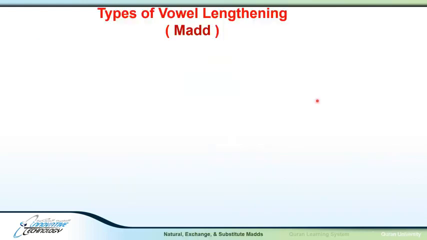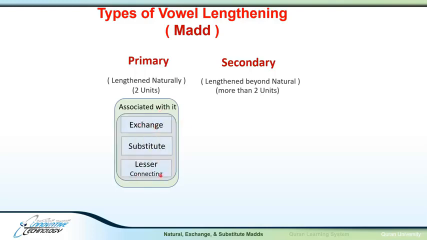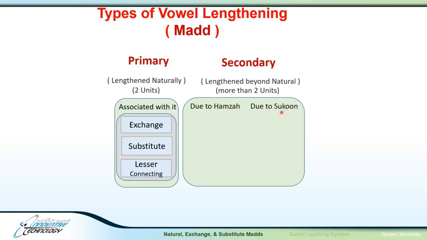But before we proceed with today's lesson, let's revise what we have learned in the previous introduction to med about the different types of vowel lengthening, different types of med. We've mentioned that there is a primary med, which is lengthened naturally for 2 units, and anything that is lengthened beyond 2 units is called secondary med. And we have mentioned that the primary med itself has similar meds that are associated with it. There are the exchange, substitute, and lesser connecting meds, 3 types of med in addition to the primary, while the secondary med is further classified under 2 categories based on what causes the lengthening beyond natural, where it can be caused either by a hamza or by a sukoon.